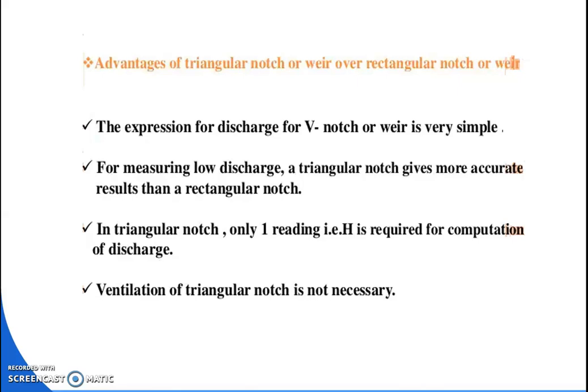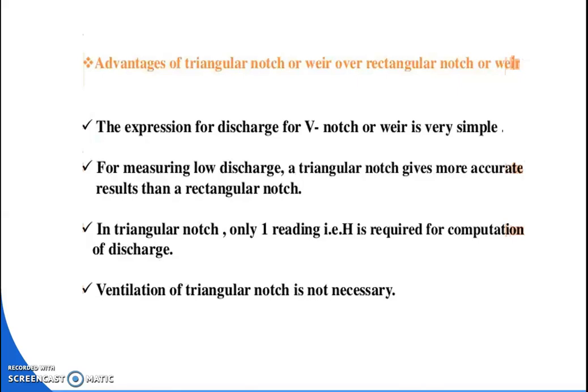The main advantage of triangular notch is that the V notch is very simple. For measuring low discharge, triangular notch gives more accurate results than rectangular notch. In triangular notch, only one reading H is required for computation of discharge. Ventilation of triangular notch is not necessary. Ventilation means that while the liquid flows towards the downstream edge, there is a gap between the notch and the flow of water. In case of V notch, the ventilation is very small and it is not necessary.